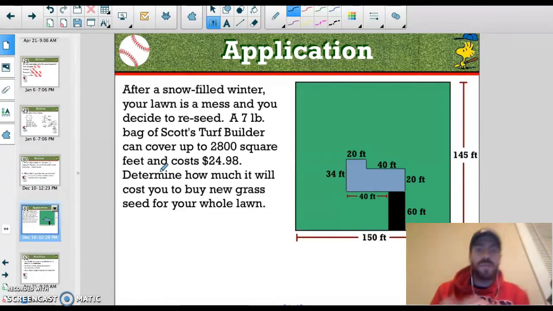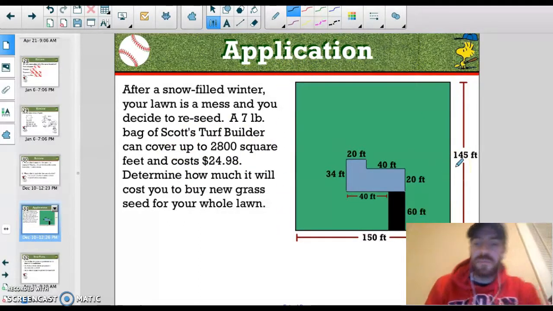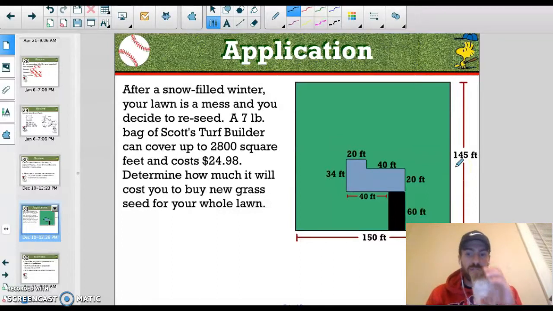So this one, your lawn's a little messed up after the winter. You need to get some turf builder to fill in some area. The nice thing with this is your lawn's a nice square. Sometimes that happens, like you live in New York City, nice square.